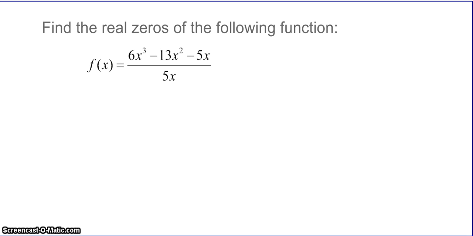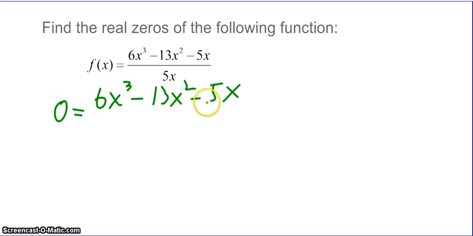Alright, next example. Find the real zeros of the following function. So again, pause the video, take a minute, and find the real zeros of this function. f of x equals 6x cubed minus 13x squared minus 5x over 5x. Okay, so this is an example where we have to be a little bit careful finding the zeros. So we know to find the zeros, we set the function equal to 0. So if I say 0 equals 6x cubed minus 13x squared minus 5x over 5x.